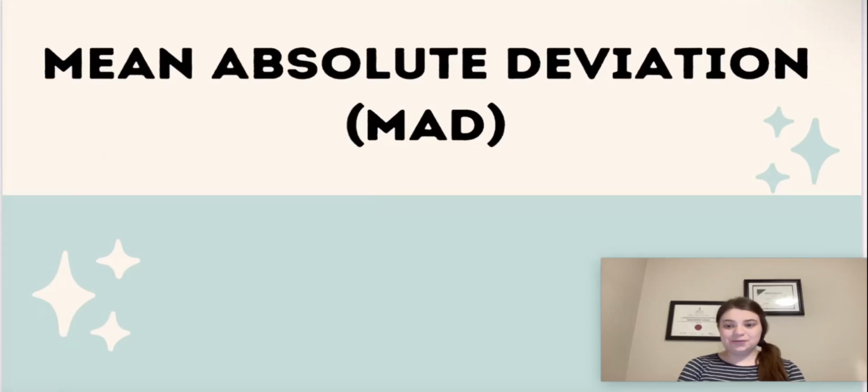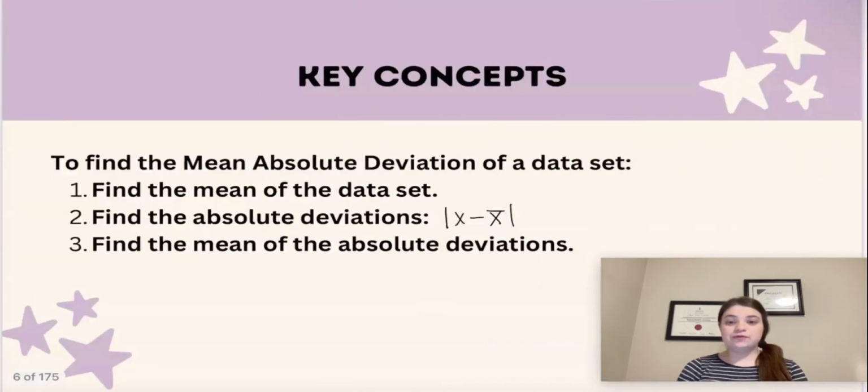Welcome back. Today we're going to be talking about how to find the mean absolute deviation, or the MAD, of a data set. So let's dive in. To find the MAD, we are going to have to do 3 steps.